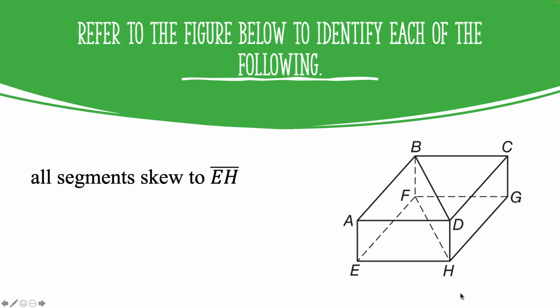All segments skew to EH, right? There's EH. Now we need lines going in different directions that are never going to cross EH. So see if you can find a couple of those. BF, CG, those are kind of at the back of the box. What about on the top of the box? We've got BD kind of going crossways. BA, CD. Those are all skew to EH.